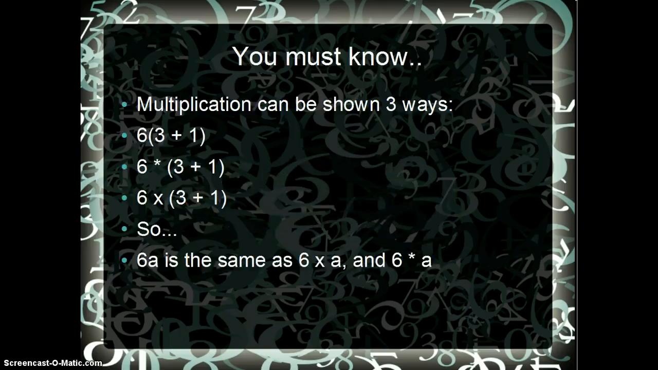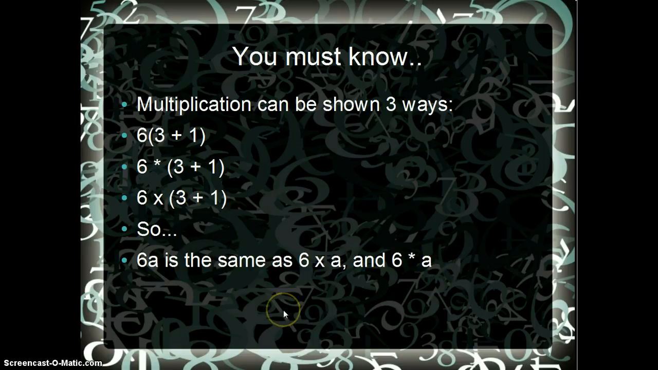Now, you also must know that multiplication can be shown in 3 ways. Because I don't have this little dot here, it's supposed to be a dot, I'm just going to use this key instead because I don't have that little dot on my computer. Sorry. But it can be shown in 3 ways: 6a, 6 times a, and 6 with the dot a. So 6a is the same as 6 times a. That's basically all the same thing.